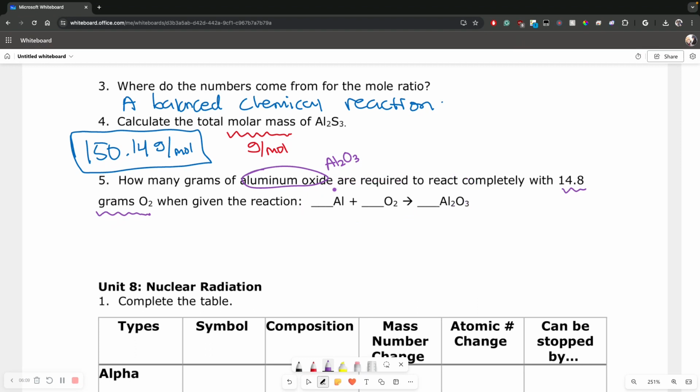Of course, this doesn't look very balanced to me. So let's go ahead and do that first. This is a classic synthesis reaction, but of course you do not need to know that for this unit at least. You needed to know it for unit 6 if you watched the video on that.